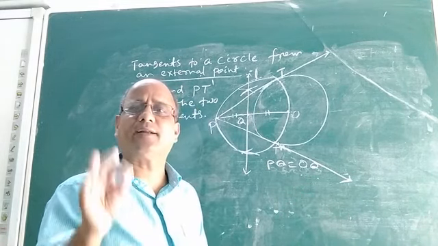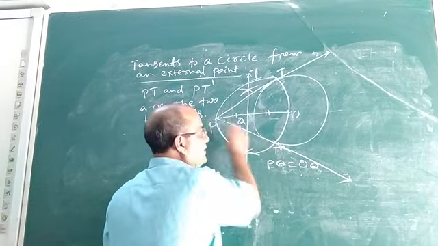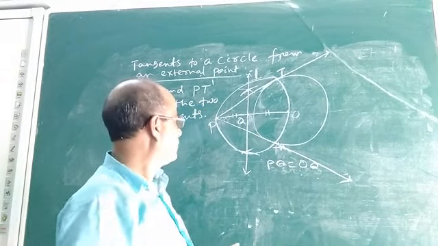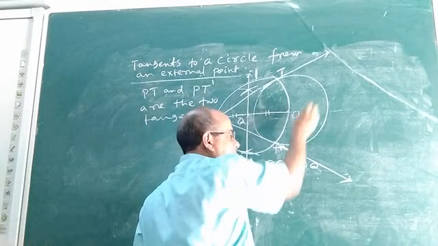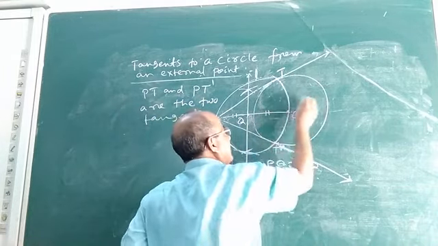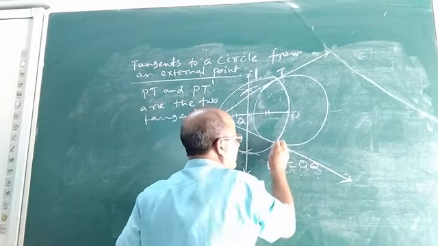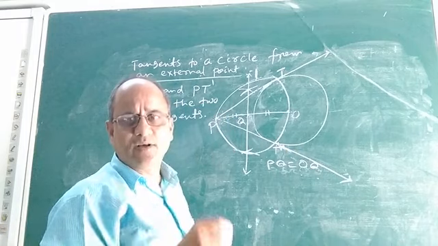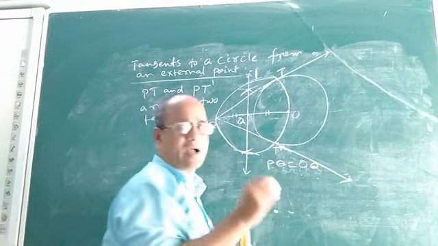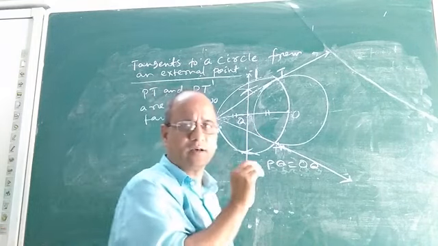Why will they be the required tangents? Because these two lines PT and PT dash touch the circle in exactly one point. PT touches the circle in exactly one point T. Similarly, PT dash touches the given circle in exactly one point T dash. So no doubt PT and PT dash are the required tangents drawn to the given circle whose center O is given.